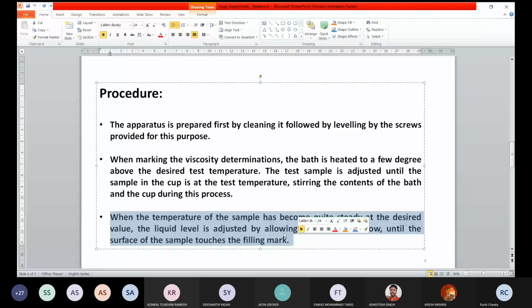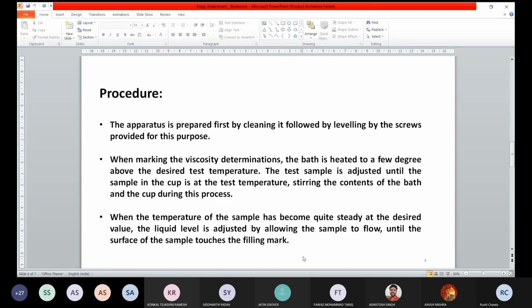A little excess will be filled in the oil cup and you will allow the excess oil to flow into, say, another extra vessel, such that the sample touches the filling mark in the oil cup. These are the initial arrangements that you have to do. So is it clear up till point 3? Yes, ma'am.